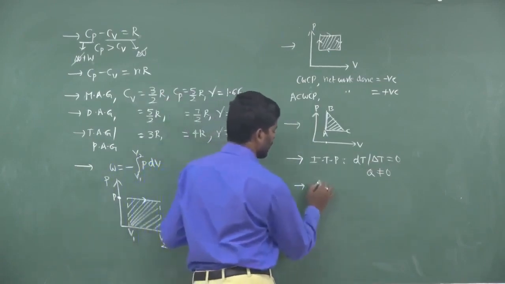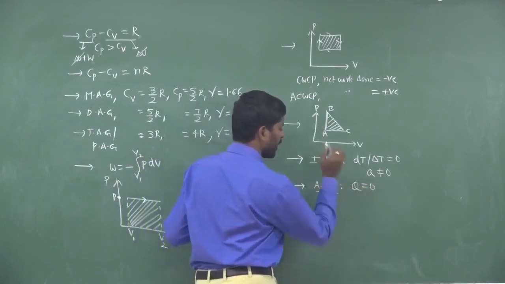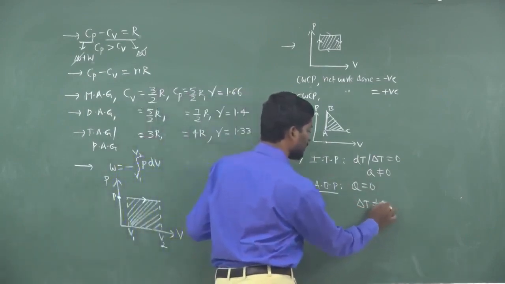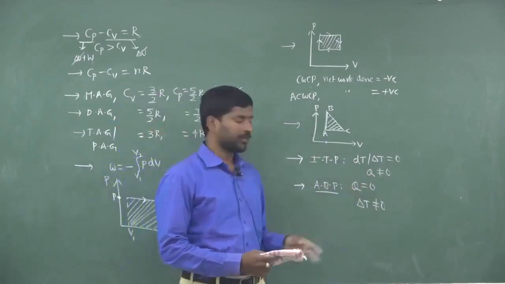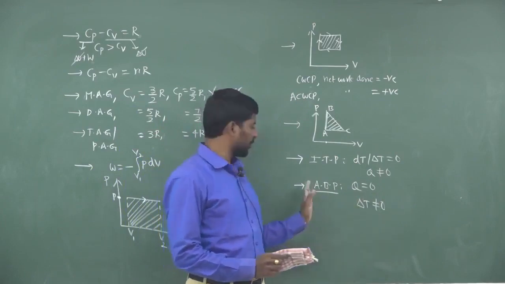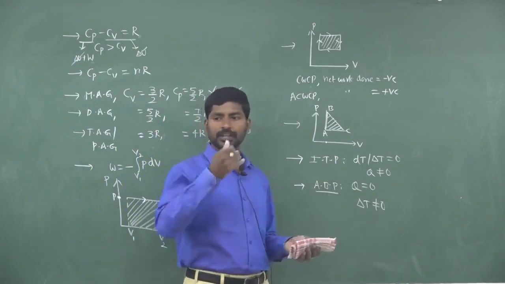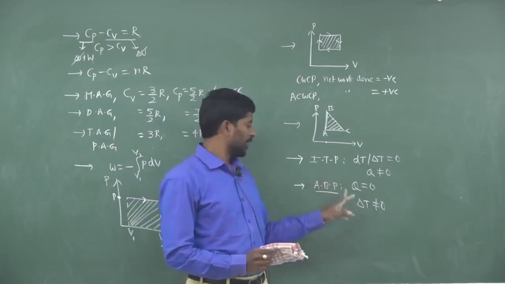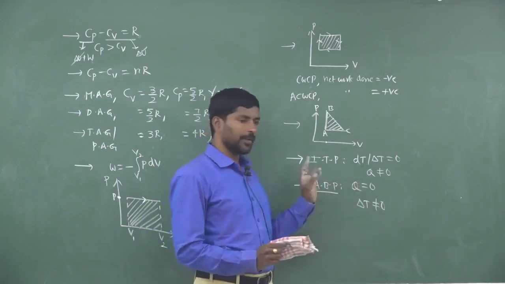Next, the adiabatic process. What remains constant? Q. The amount of heat exchanged is zero, but delta T is not equal to zero. It is the reverse of the isothermal case. There is no exchange of heat between system and surroundings, but delta T is not zero. For example, in expansion, since there is no exchange of heat between system and surroundings, the system uses its internal energy, so internal energy decreases and temperature decreases for adiabatic expansion.